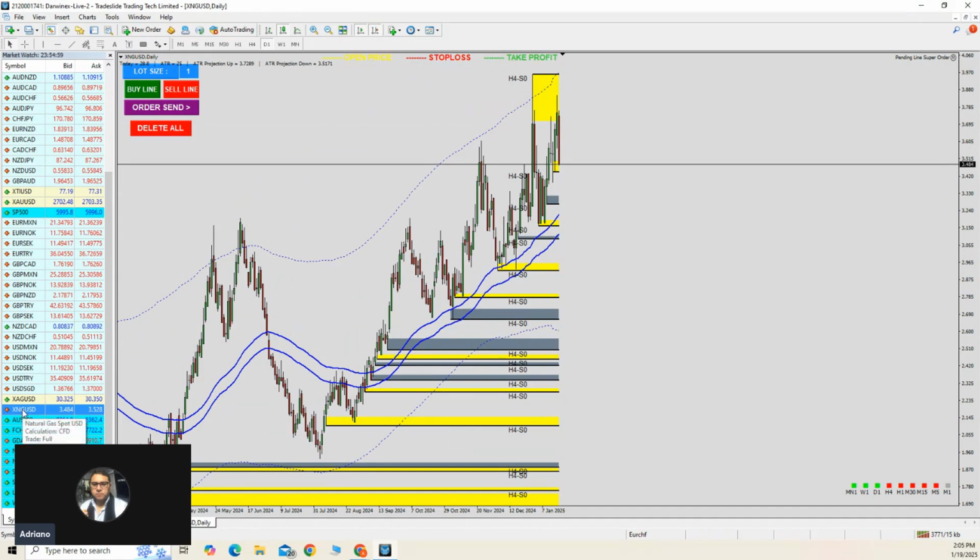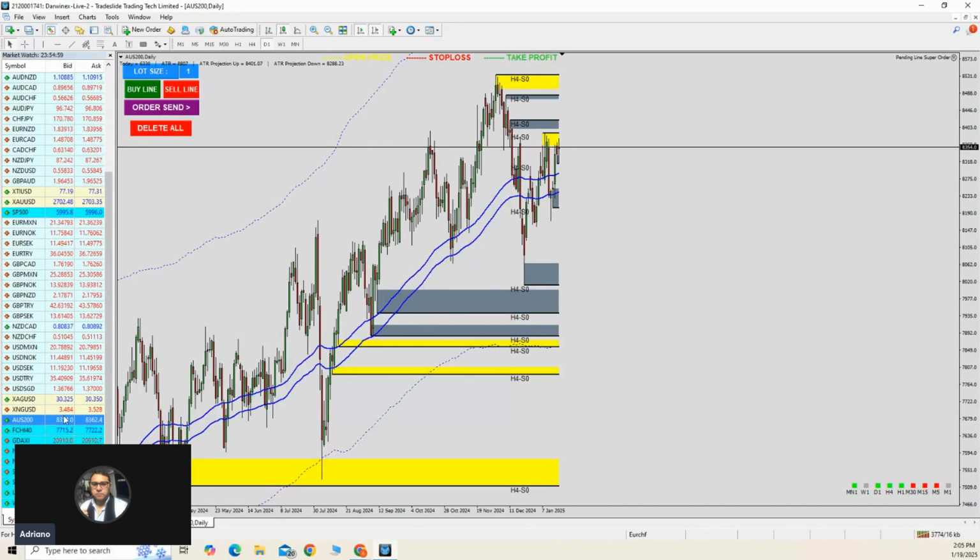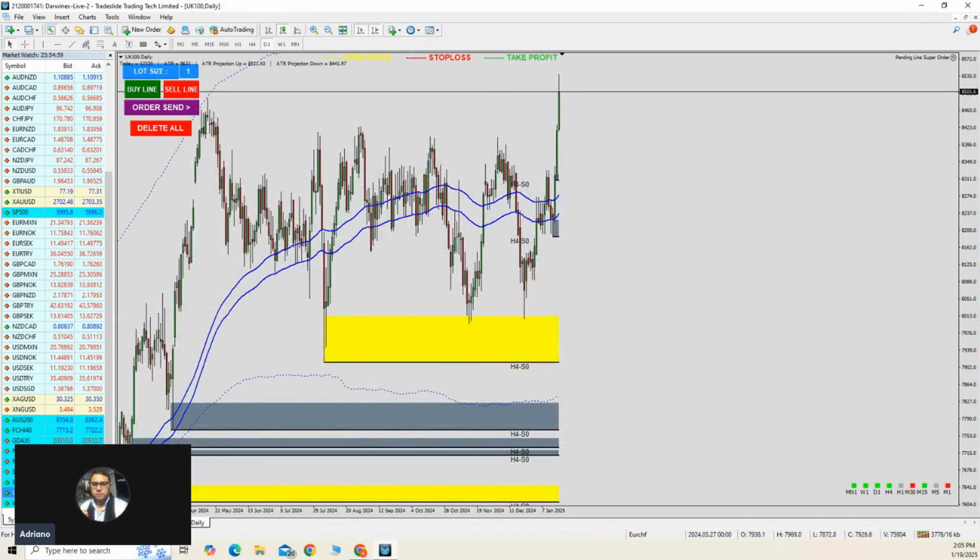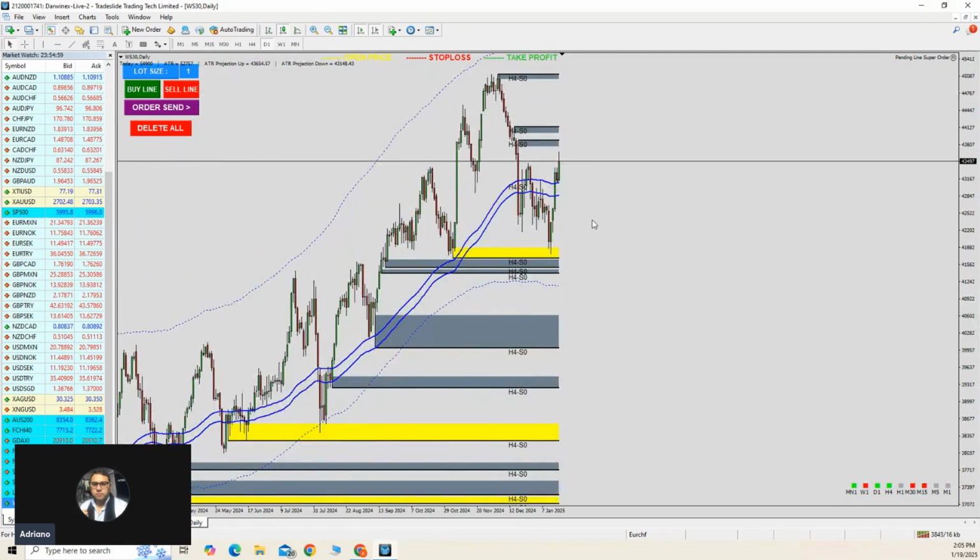This is natural gas, Australian 200. You can trade UK 100. You can trade US 30. And yeah, if you trade stock, you can use supply and demand. If you trade futures, if you trade forex, any financial instrument, you can use supply and demand. Okay, I think that's it.